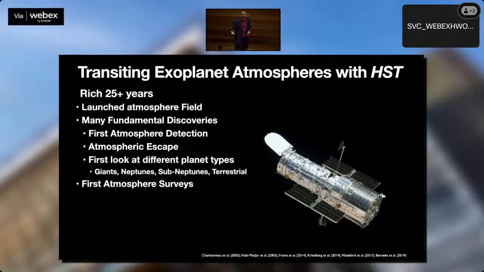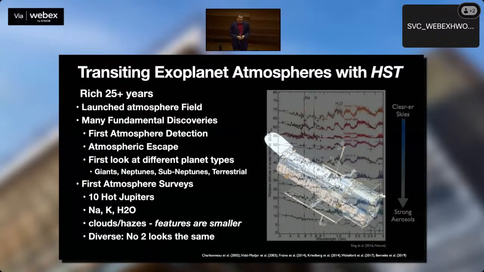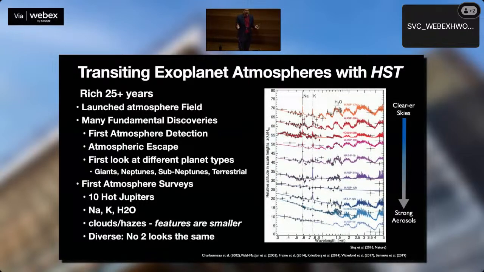What I'll focus on is planet surveys. So Hubble started to do the first planetary surveys, and these are the hot Jupiters. These are the first planets where you can actually study the entire population, get spectra, and look at their atmospheres. So here's the first 10 hot Jupiters Hubble did. And for all of these, you can see sodium and potassium and a water feature at 1.4 microns in the near infrared. There are a couple of takeaways when you look at these spectra.